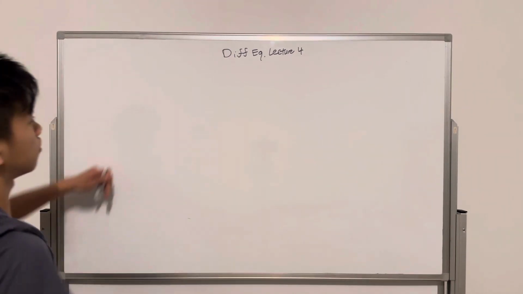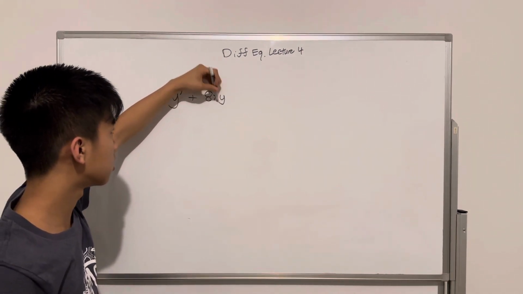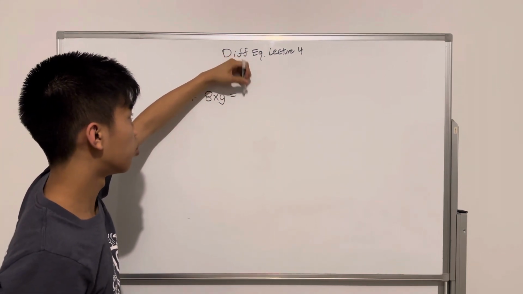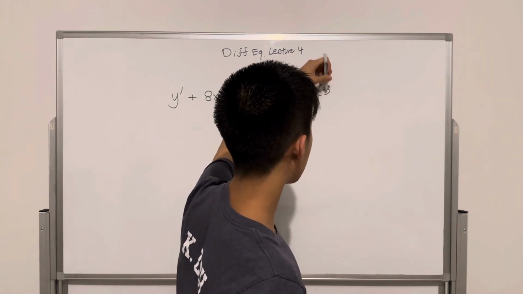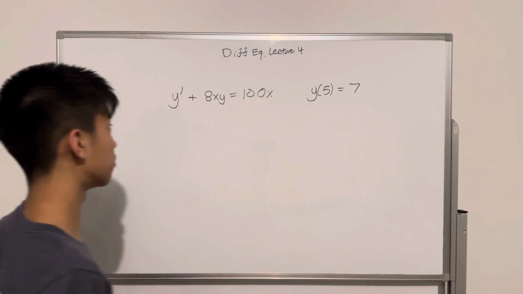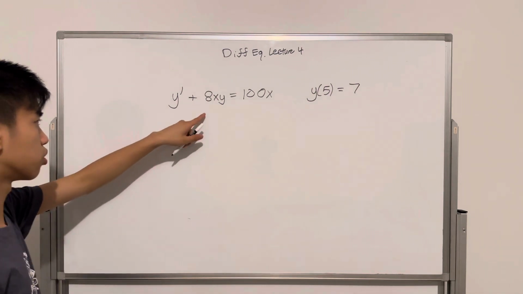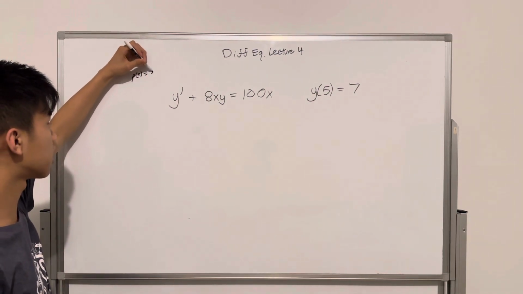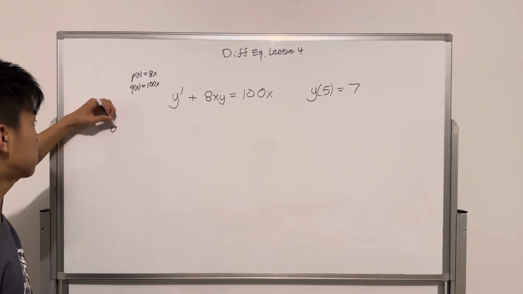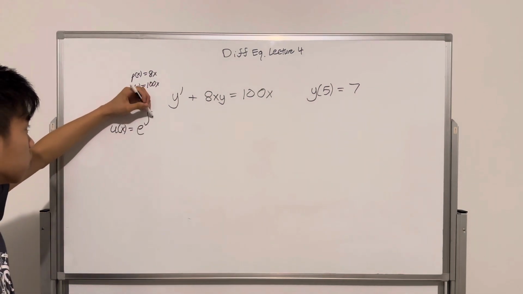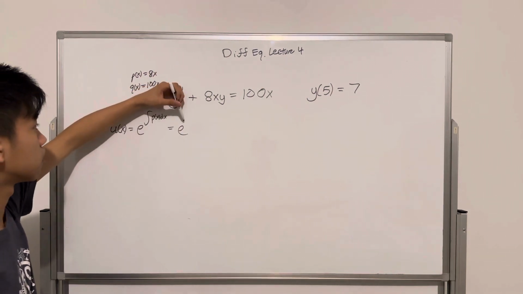So let's say we have y prime plus 8xy equals 100x. And then we're given the initial condition that y of 5 equals 7. I don't know, I'm just coming up with random numbers in my head. Okay, so by using the integrating factor, we know that p of x is equal to 8x, and q of x is 100x. Because we know that u of x is equal to e to the integral of p of x dx power, we know that it's equal to e to the 4x squared power.